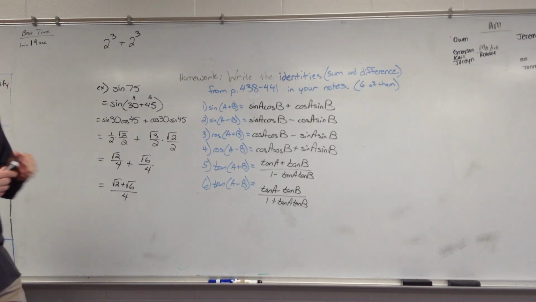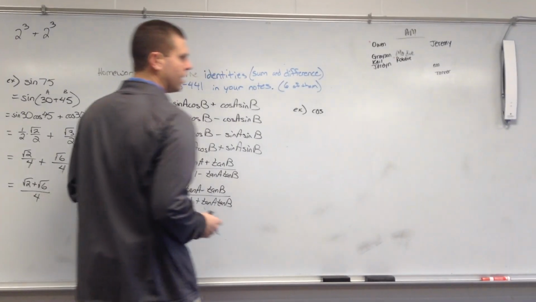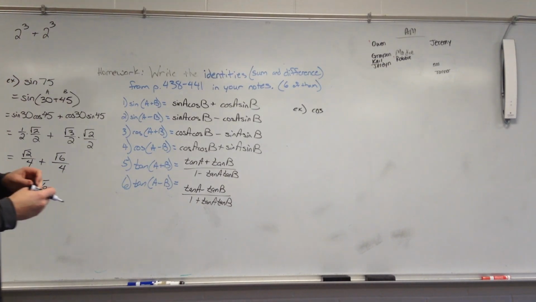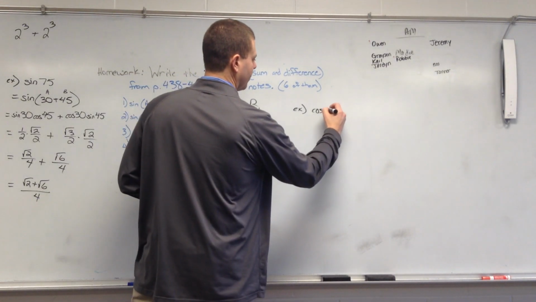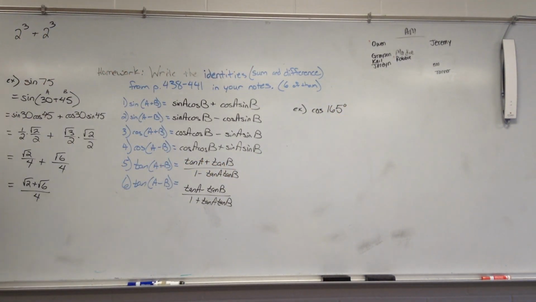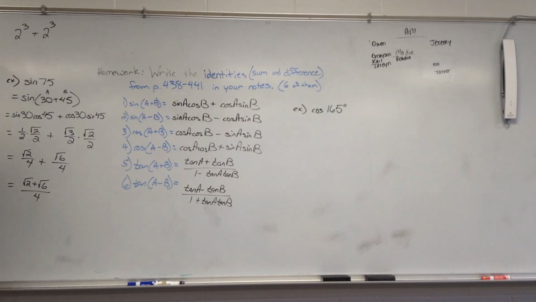Let's do another one maybe. Let's do cosine of 165. How might we do the cosine of 165? 120 and 45? Got it. What'd you say? 120 and 45. That would work.